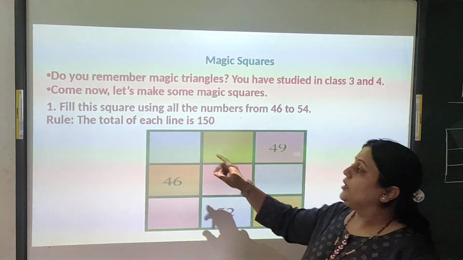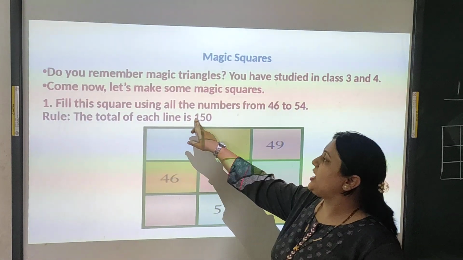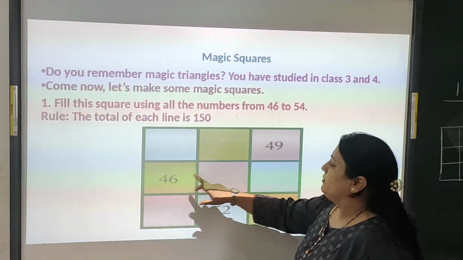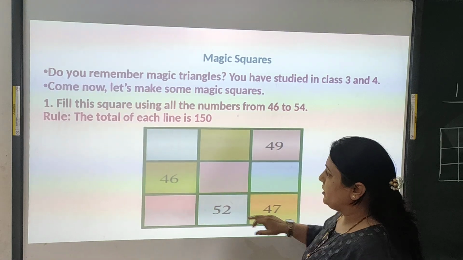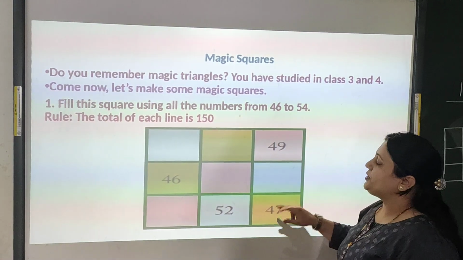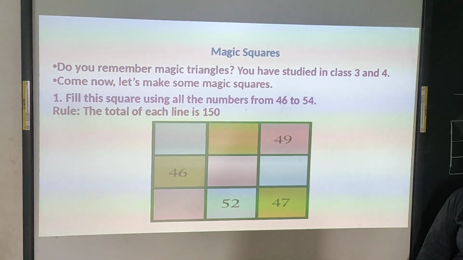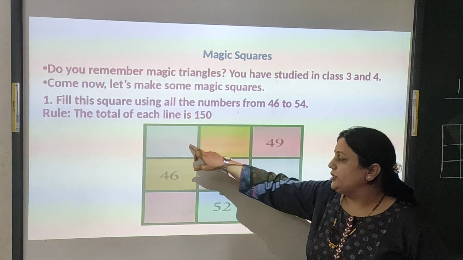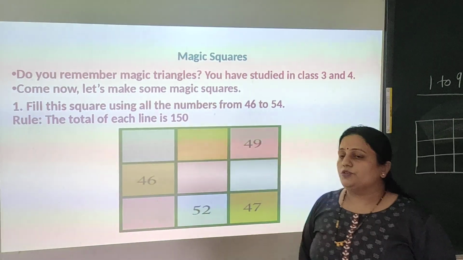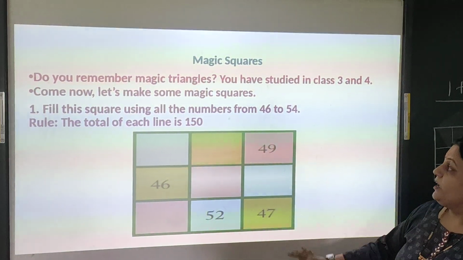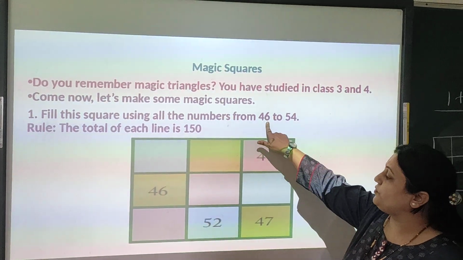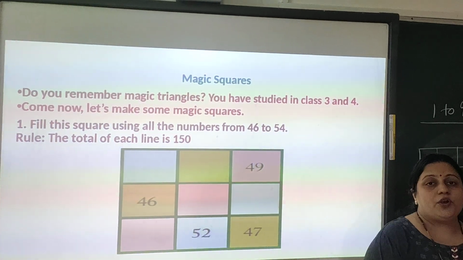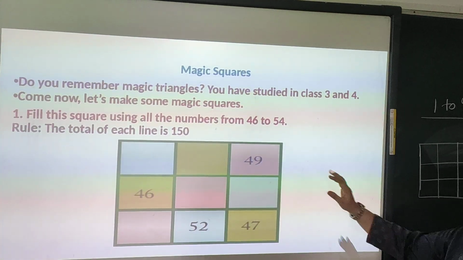And what is the rule? The total of each line is 150. Each line means this total: 1, 2, 3, this like second line and third line. Then these rows also, columns and rows, vertically, horizontally and diagonally. Diagonally means cross, like this. The total should be 150. So we have to fill this square with these numbers only, starting with 46, ending with 54. In between some numbers are given. You have to use them and fill it.